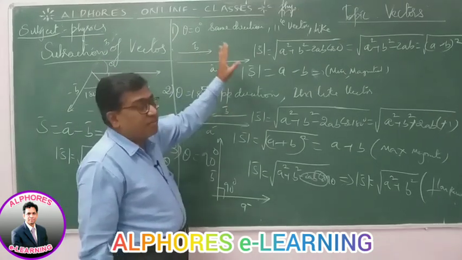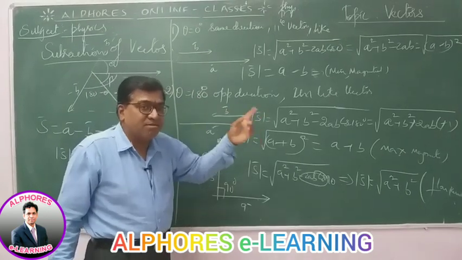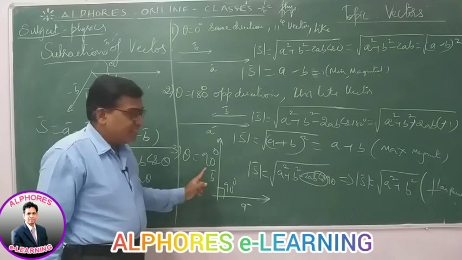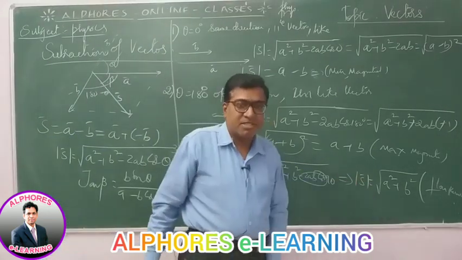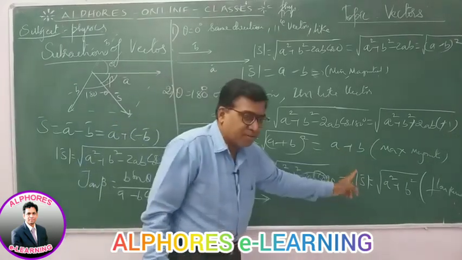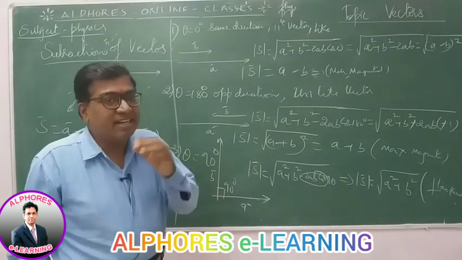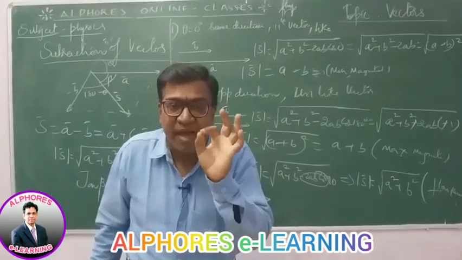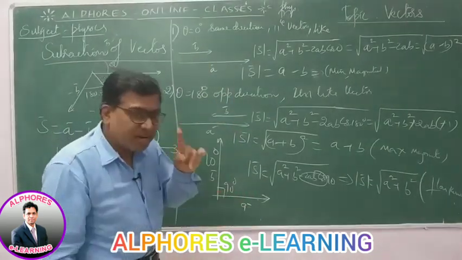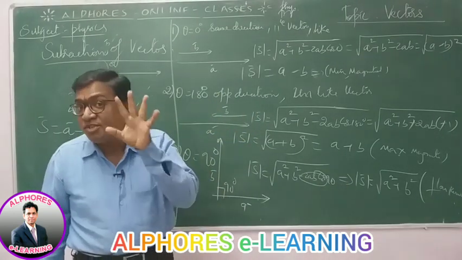So the subtraction and addition have opposite values in these two cases. When theta is 0, subtraction is minimum, but the addition is maximum. When theta is 180, subtraction is maximum, but the addition is minimum. But when theta is 90, the subtraction magnitude is root of A square plus B square. Please remember, the addition resultant is also root of A square plus B square only. So when theta is 90, the subtraction resultant and the addition resultant have the same magnitude. For theta 0 and theta 180, they are opposite, but for theta 90, their magnitudes are the same. This you have to remember.